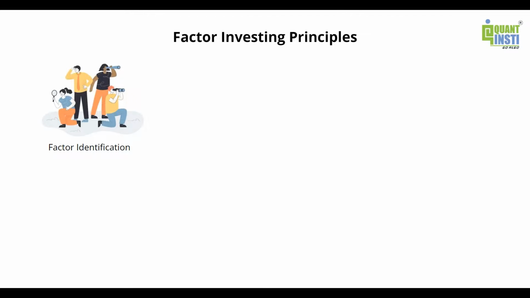The first is obviously factor identification. These factors are specific attributes or characteristics that have been known to be associated with outperformance with respect to the market or even risk reduction for that matter. Common factors include size, momentum, and quality. Interestingly, these factors are covered in a course on Quantra, which is factor investing concepts and strategies. Researchers identify these factors by analyzing historical data and trying to find consistent patterns in them. So that is one of the principles of factor investing.